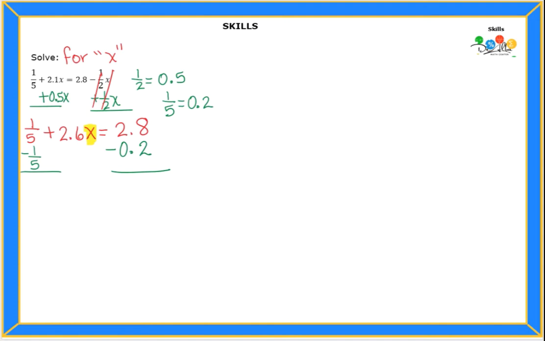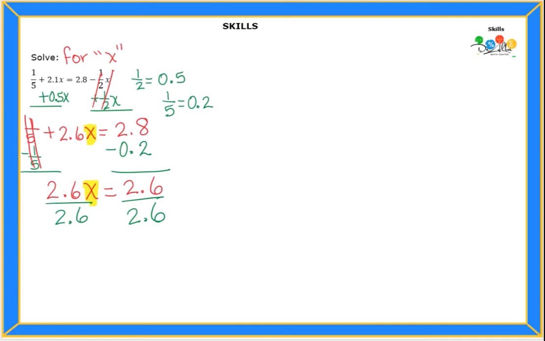Okay? So it looks different, but I'm subtracting the same quantity on both sides. Okay? So what happened to my 1/5 and 1/5 cancels out, and I ended up with 2.6x equals 2.8 minus 0.2 is 2.6. Okay, so x, it's almost by itself. Now it only has the coefficient 2.6. Okay, so since I want to get rid of the 2.6, 2.6 is multiplying the x. The opposite of multiplying is dividing. Then I am going to divide by 2.6 on both sides.